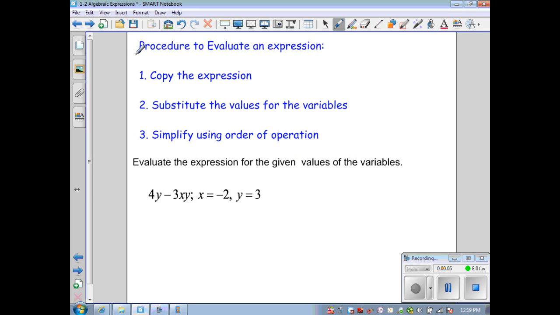Let's look at the procedure to evaluate an expression. Step 1, copy the problem from the book. Step 2, substitute the values of the variables into the expression. Step 3, simplify using the order of operations.